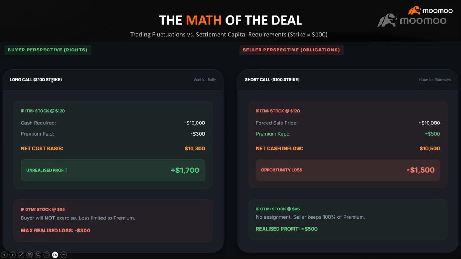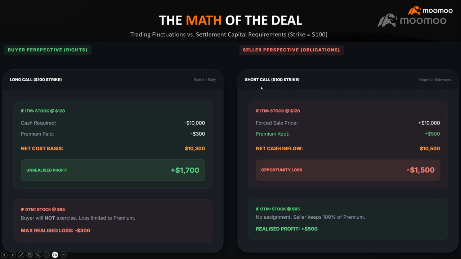But if it's out of the money, say the stock price is at $95, your strike is $100, right? The underlying during the time is $95. So the buyer won't exercise, because you can buy from the market at $95. Why would you want to buy at $100? So this one will not be exercised. You just lose the premium in this case. So let's look at the seller perspective, the obligation.